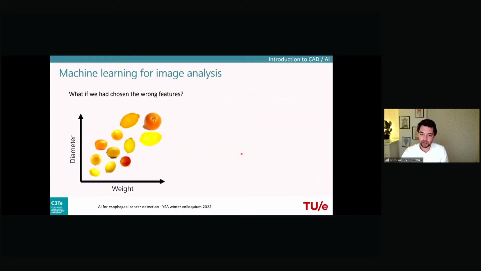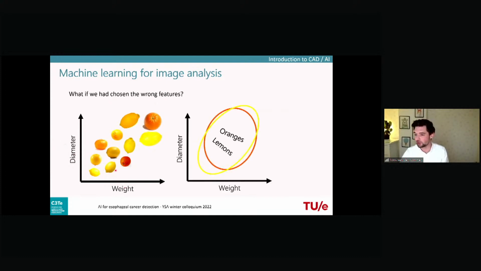So you can also see that if you've chosen different features, for instance, the diameter and the weight of these types of fruits, that won't be too distinctive. And then you get these ellipses that are mostly on top of each other. And if you have a new data point now, the classifiers don't really know what to do.